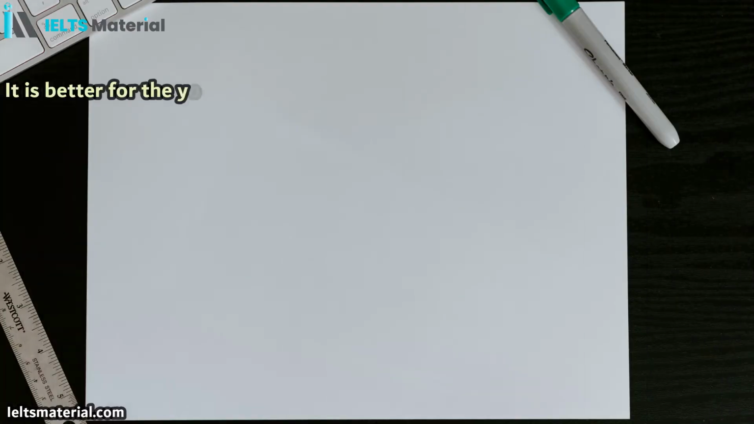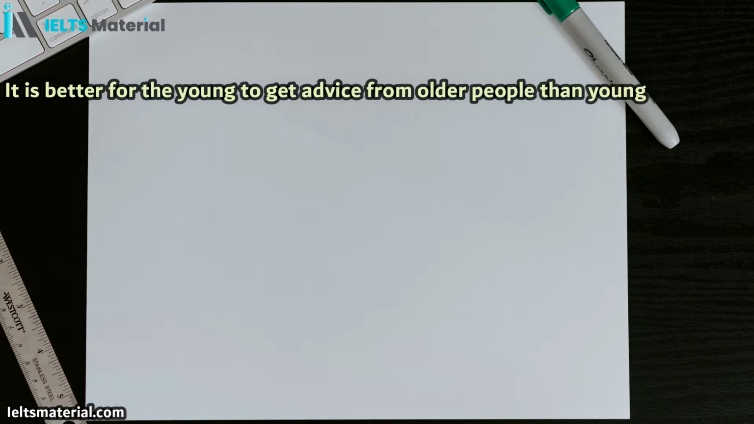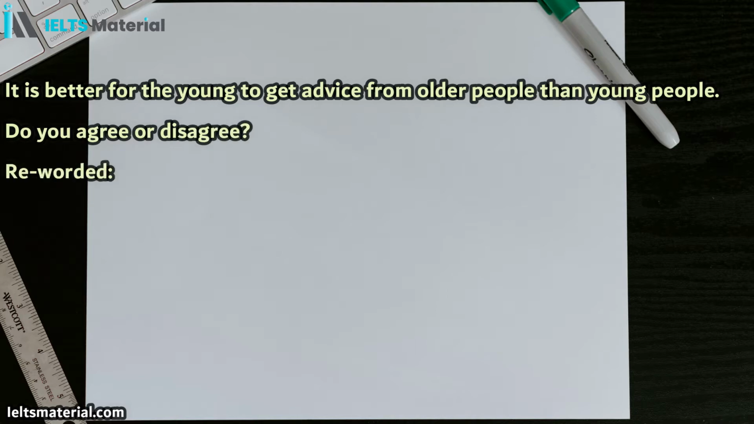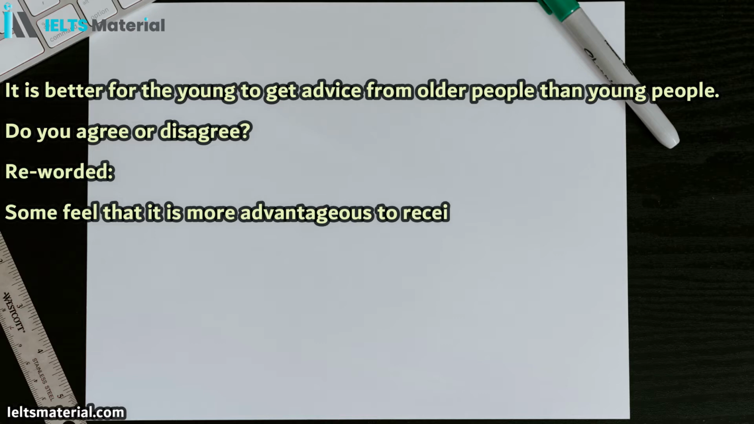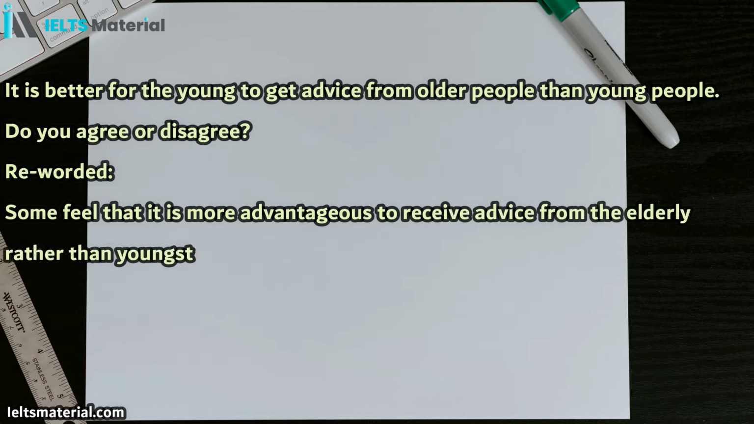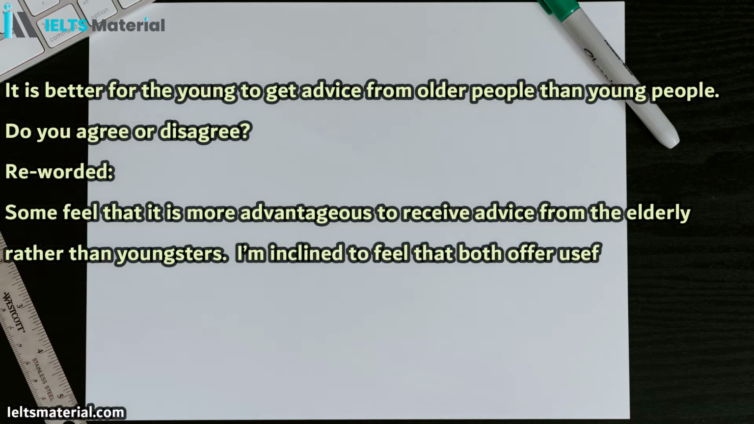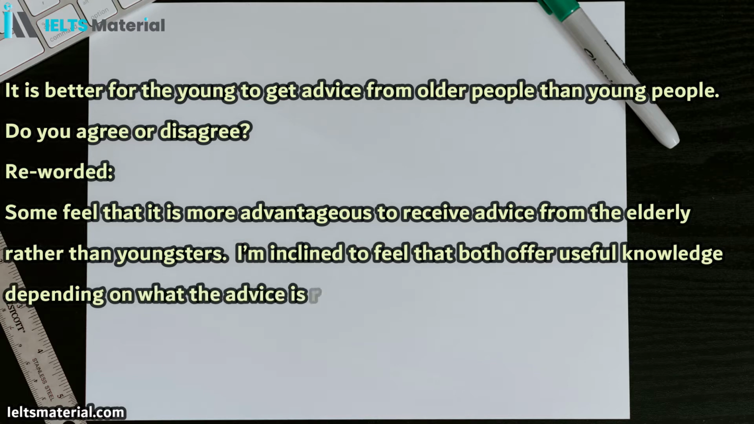Now let's have a look at a task 2 writing prompt that I have reworded and then added my own opinion. So here is the prompt. It is better for young people to get advice from older people than young people. Do you agree or disagree? So this is how I've changed it. Some feel that it is more advantageous to receive advice from the elderly rather than youngsters. So you can see here that I've changed the words, but it has the same overall meaning.